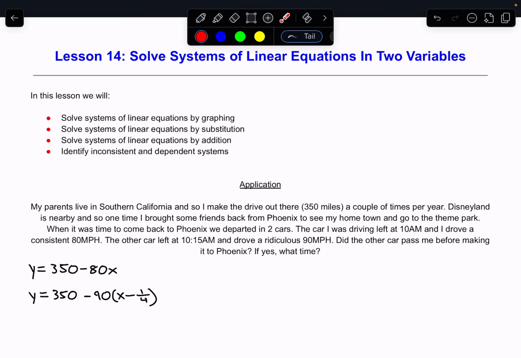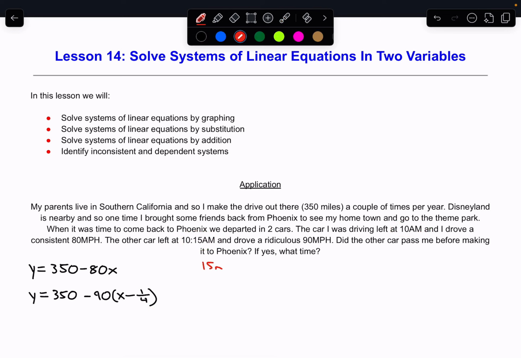The one below it is a little bit more complicated. The 350 minus 90 should look almost the exact same, where it's the starting distance of 350 minus 90 because it said 90 miles per hour for the other car. But this part right here might seem a little weird, the x minus 1/4. And that's to account for the fact that they left at 10:15 instead of 10 a.m. So now you should think to yourself, well, how does a 15-minute difference become x minus 1/4 over here? It's because 15 minutes is 1/4 of an hour.